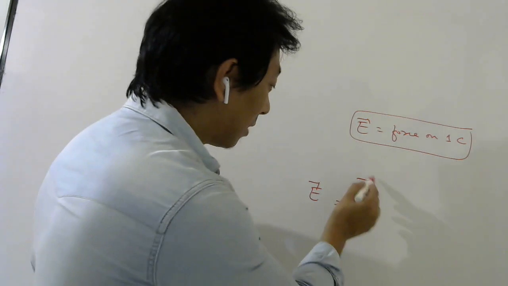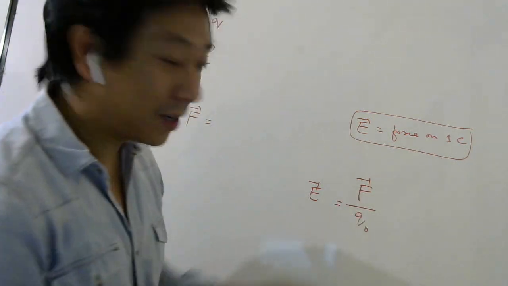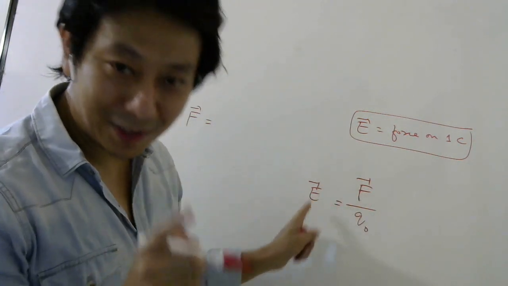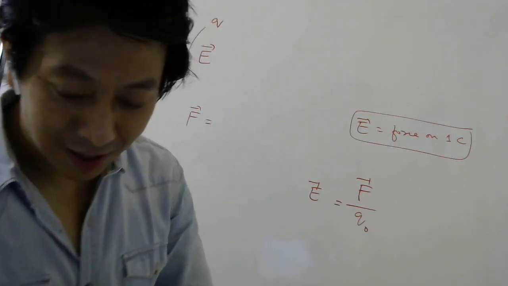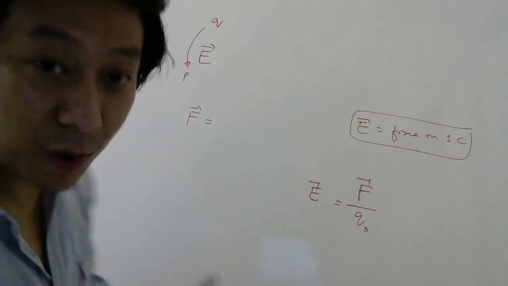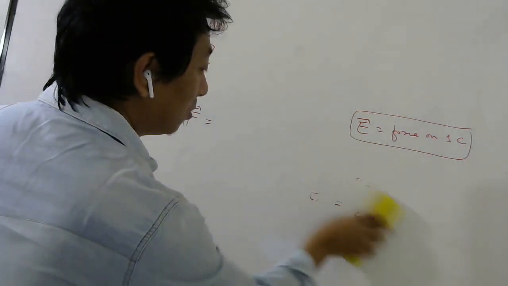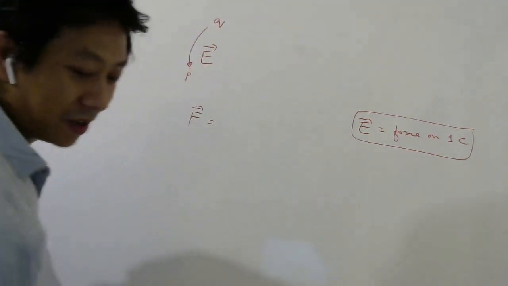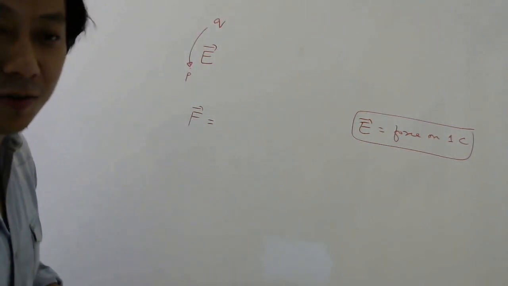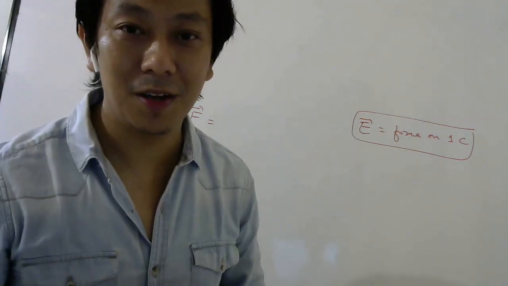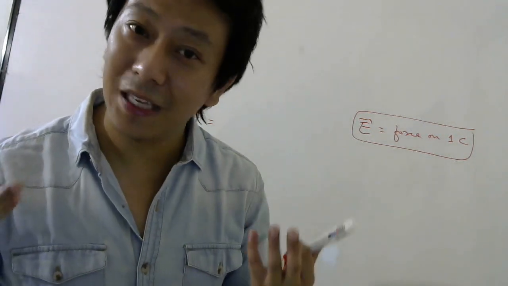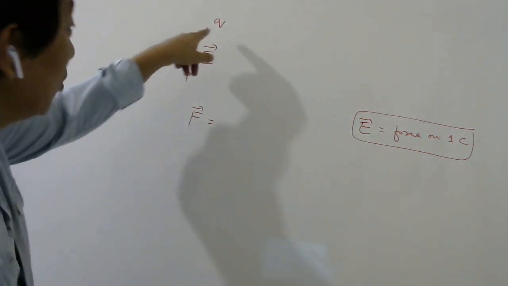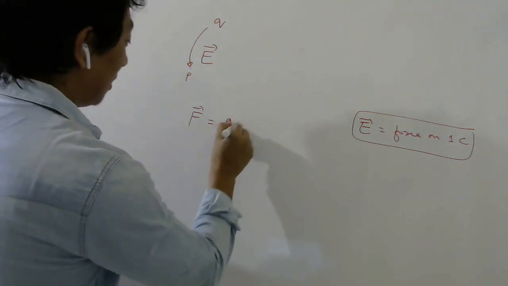So if this is 1000, this is 10 apples. This is not the price of 1 apple. This is the price of 1 apple. Understood? So what is E? Force on 1 coulomb. So what will be force on 2 coulomb? 2 into E. Force on 6 microcoulomb, 6 microcoulomb into E. So what will be force on Q coulomb? Q into E.